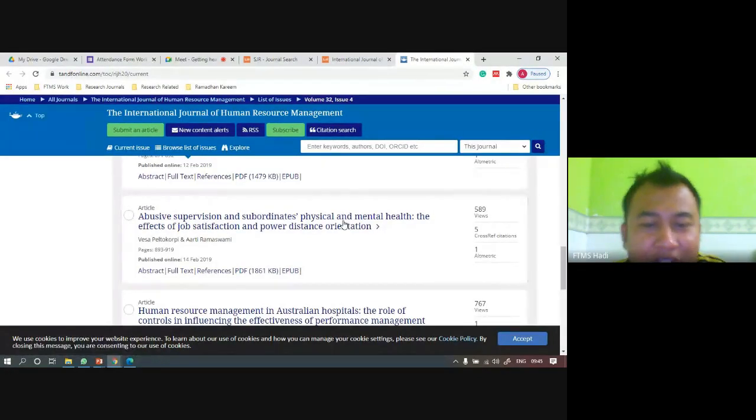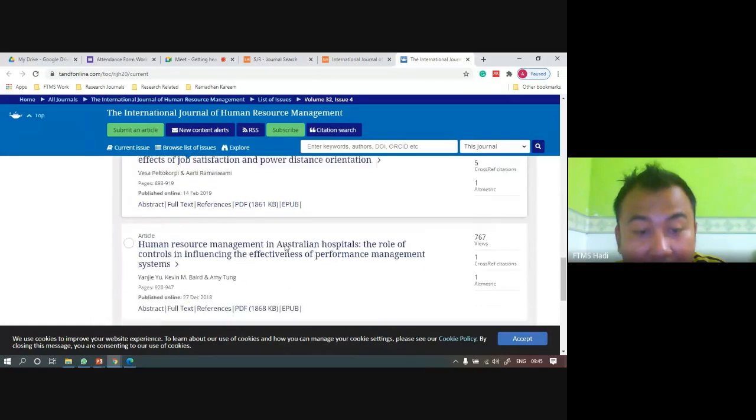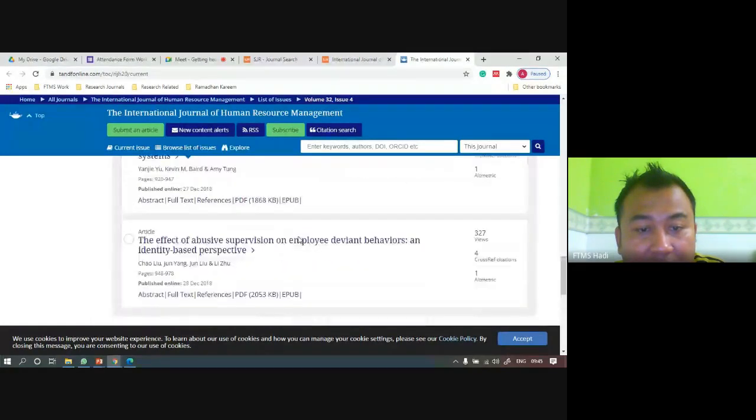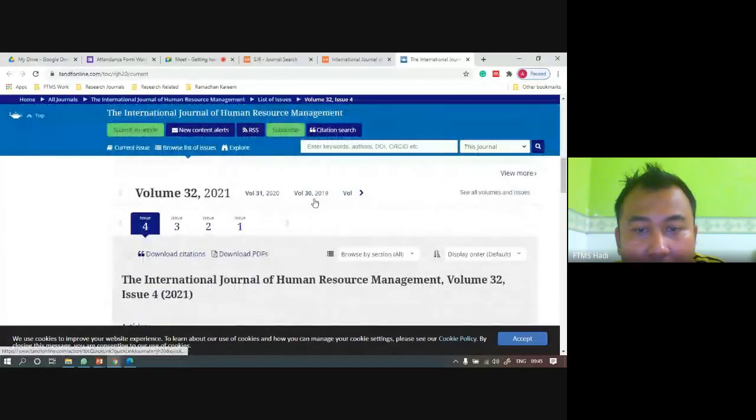That is one of the topics, because sometimes the supervisor is harsh, abusive, and then that will make the employee not motivated, and then they will resign, for example. So that is an example. Probably if you're not happy with that, you can go for the previous issue. Yeah, let's say issue 3.